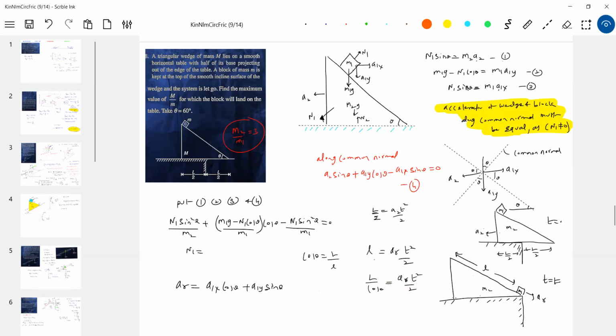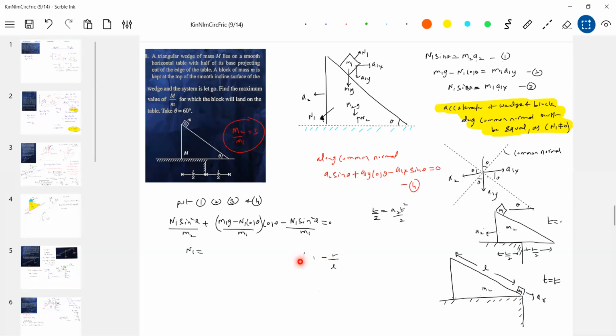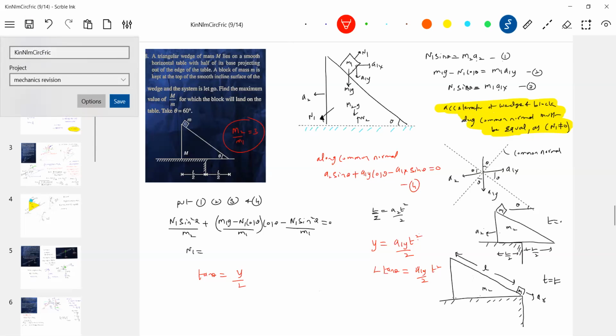Okay, this I'll take it out then. To verify, this will be along the y-axis, it will be L by sin theta, and y is equal to A1y t square by 2. Tan theta is equal to y by L, so y equal to L tan theta. A1y value we know. Dividing these two, then substituting A2 and A1y. Now check it with this. For that, we should know N1. Anybody know N1? If you know N1, we can do something.